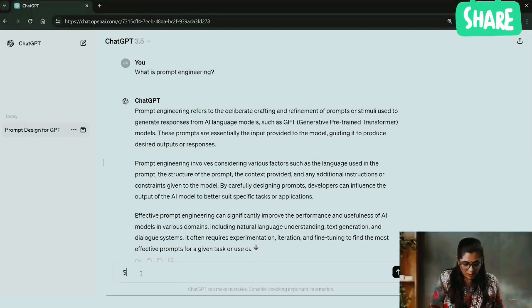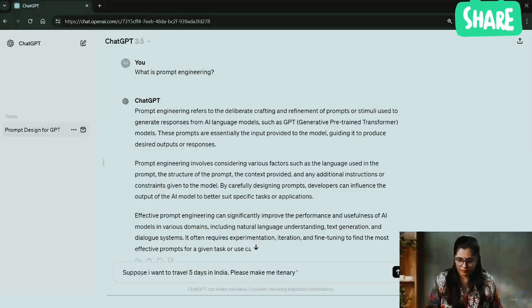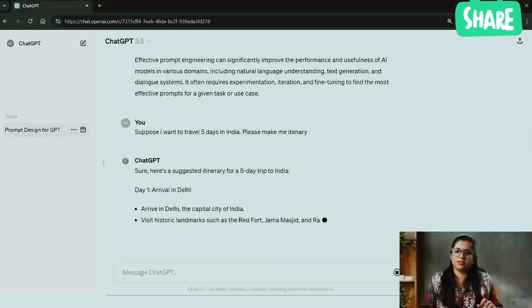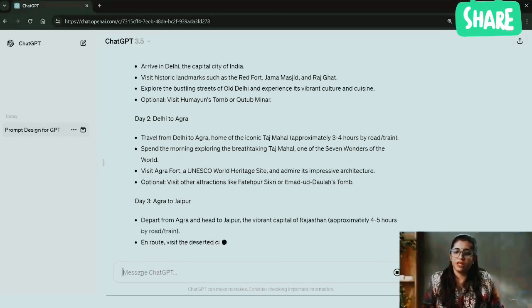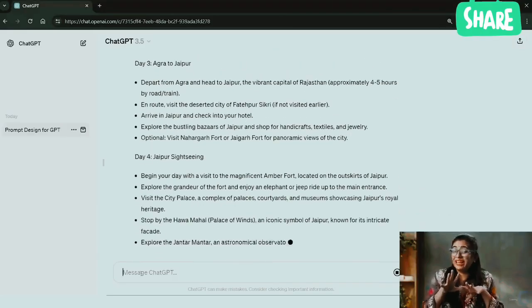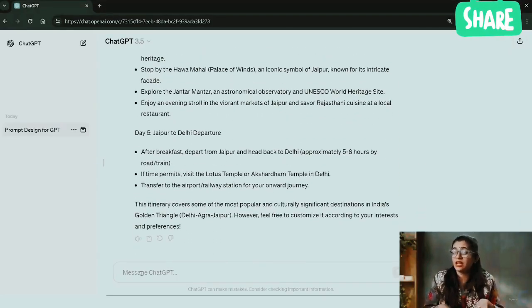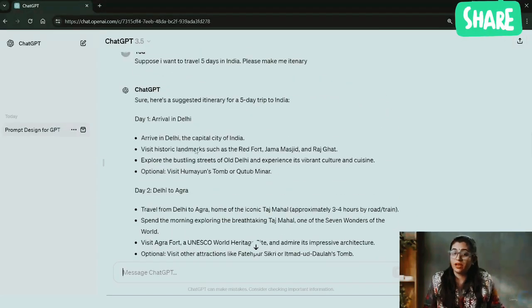Suppose I want to travel 5 days in India. Please make me an itinerary. I give this as a prompt. According to ChatGPT's understanding, it will give me this.